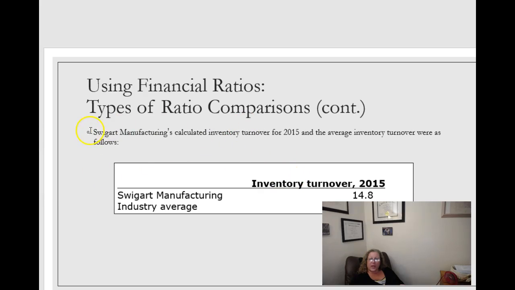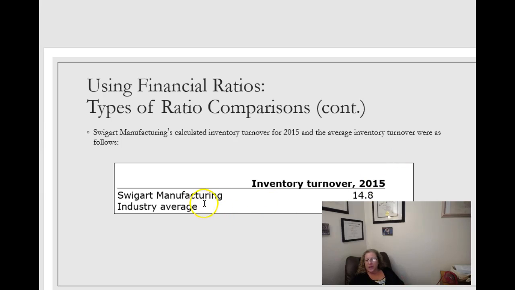Okay, so here is a comparison to the industry average. This is called the inventory turnover ratio. What this means is how often are you selling and replenishing your inventory. So here we see the industry average is 9.7 times a year. That means that 9.7 times a year, most businesses in this industry are completely selling and reordering their inventory.